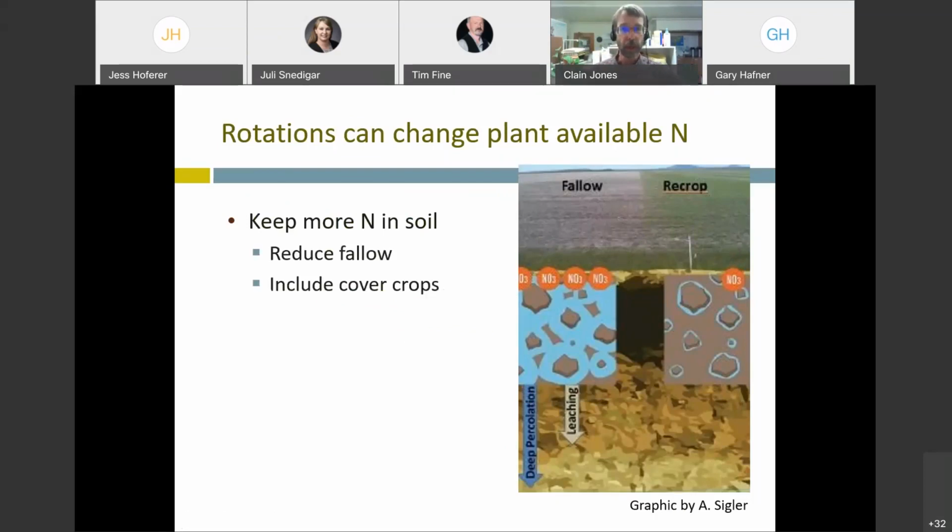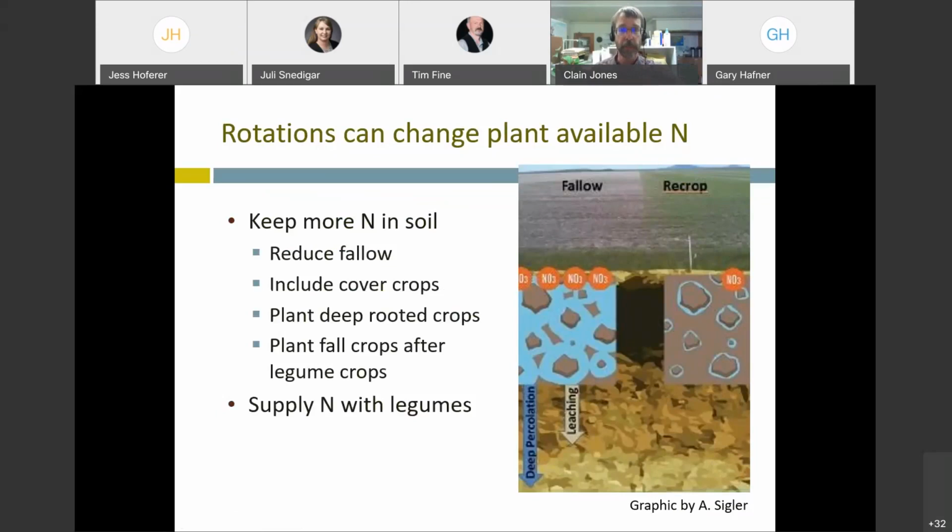So including cover crops, growing a crop instead of fallow, planting deep-rooted crops, maybe a fall crop after a legume crop so that there's not so much nitrate in the soil, and supplying nitrogen with legumes, which are kind of a slow release nitrogen, rather than perhaps a commercial fertilizer nitrogen where a lot of the nitrogen is released fairly quickly.